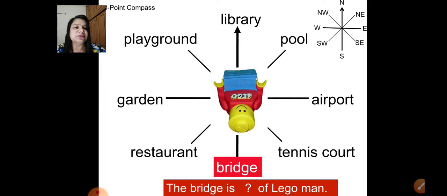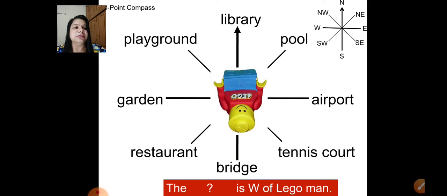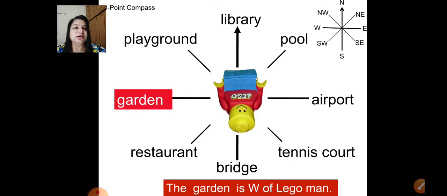So bridge is in which direction? You can check, it is in the south direction of the legoman. Now what is in the west of the legoman? Just check the west side, it is the left side of the legoman. So what is there? There is a garden.